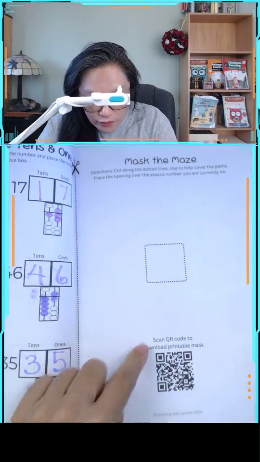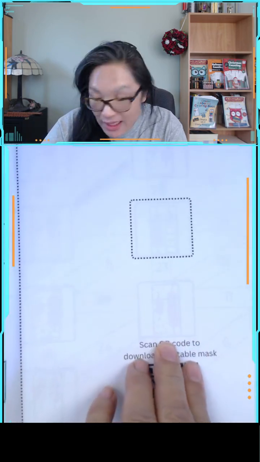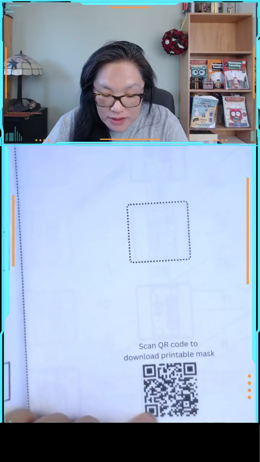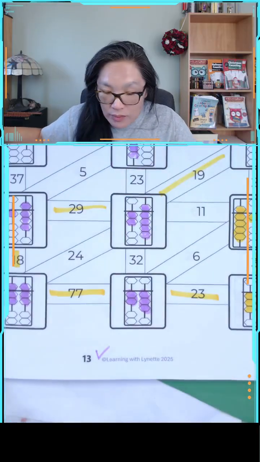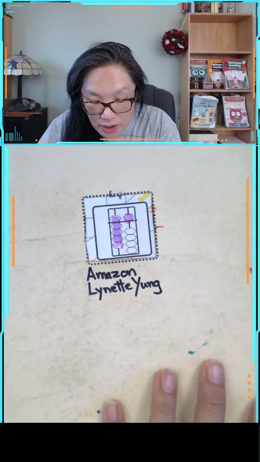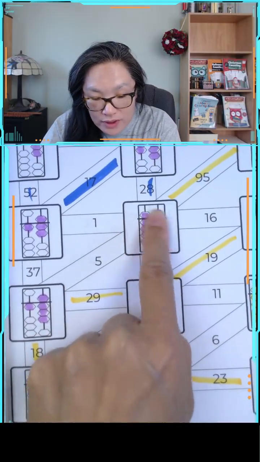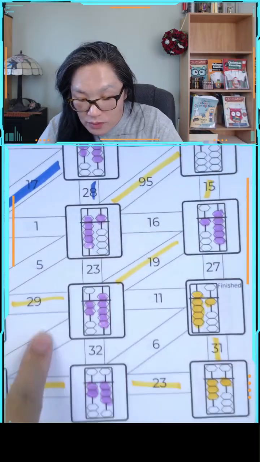I do give you an option for this mask maze. The paper is a little thin, you can kind of see the answer. So you have the opportunity to download the mask maze on a separate number. And then I printed it on a file folder so I don't see the answers. The idea is that you find what this number is, and then you follow the path. That's what we were doing.